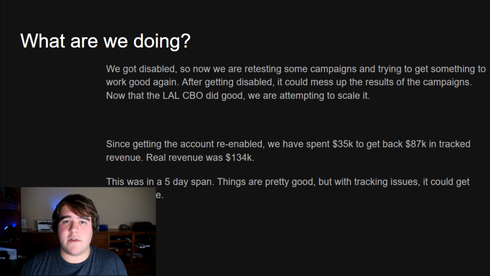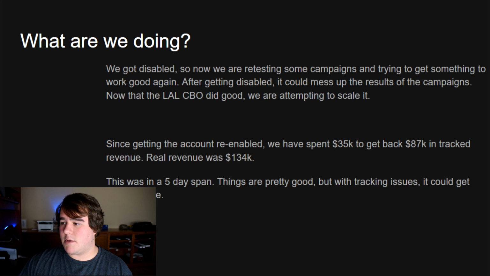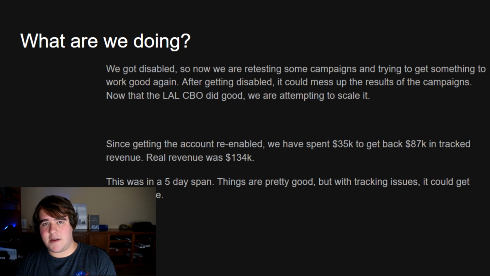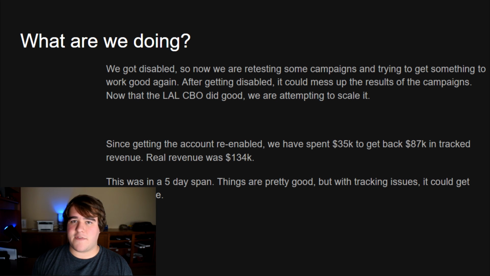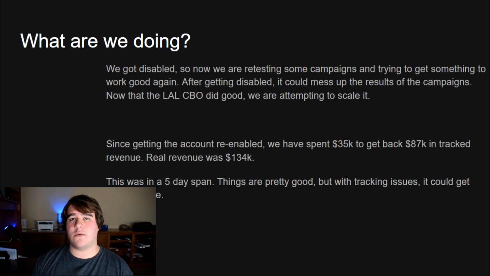As an overview, it has now been 5 days since the re-enable of the ad account. Total ad spend was 35K since the re-enabling, and the total revenue was 134K. But tracked in the ad account was only about 90K. So you can see the tracking was maybe getting a little bit better, but it was still off. Even after getting disabled, spending 35K to get back 134K in 5 days was a pretty damn good return. But of course, with tracking issues, it could become hard to scale because you don't know what's working and what's not working, so it could get into a bit of a sticky situation.